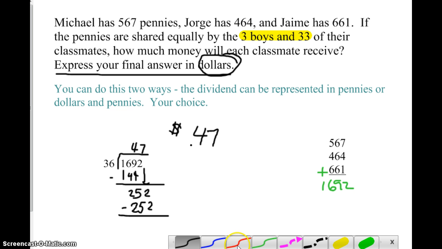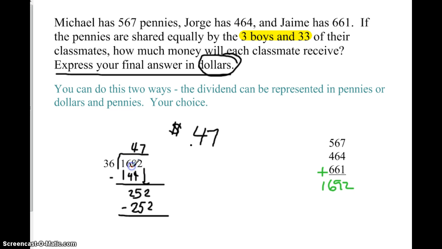All right, so if we decided to write this right here as dollars, where would I put a decimal point? Well, how would you read 1,692 pennies as dollars? Well, it would be $16.92. So if we used dollars right here, we would have brought our decimal point directly above, and we would have had 47 cents that way. Okay? So it's not too difficult. All right, so if you did it as pennies, you would have to convert it to dollars. If you did it as dollars, you would just move your decimal point up.